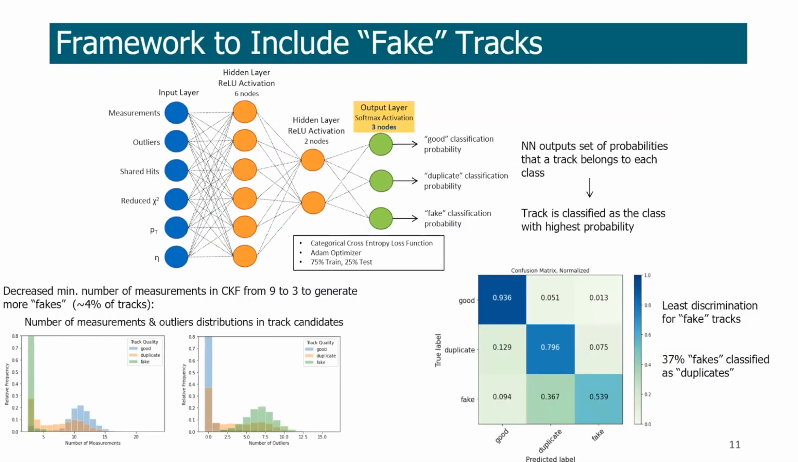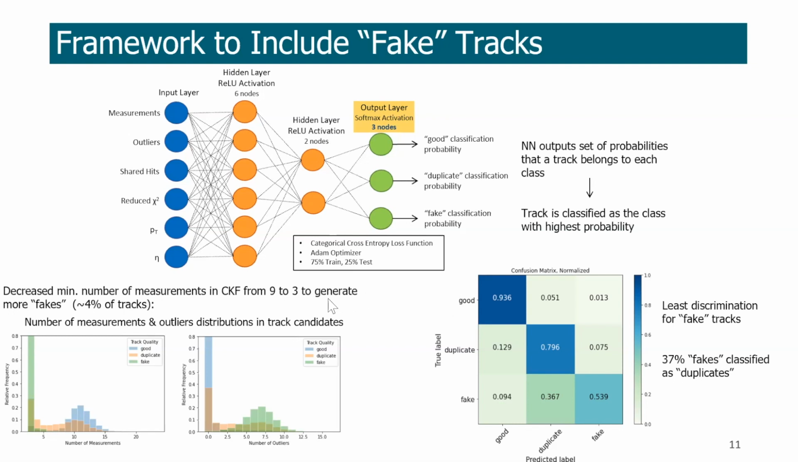So to extend the capacity of this neural network to include fake tracks, I altered the output layer to have 3 nodes and a softmax activation function, which is just a multi-dimensional logistic function, which outputs an array of probabilities that a track belongs to each class: good, duplicate, or fake. So the predictions are then made by classifying the track that has the highest probability.